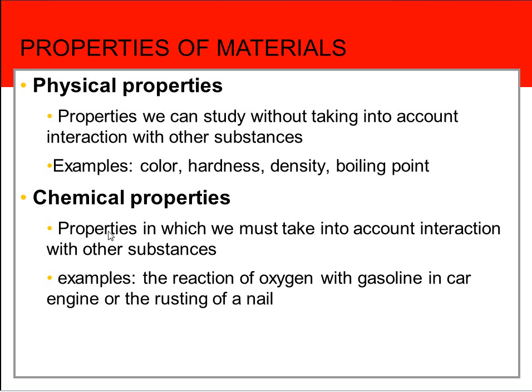We can observe these without watching that substance interact with other substances. And chemical properties, then, are properties in which we must take into account interaction with other substances. So, for instance, the reaction of oxygen with gasoline in a car engine, which causes explosions and moves the car forward, or the rusting of a nail. Iron doesn't just rust on its own, it reacts with the oxygen in the air.